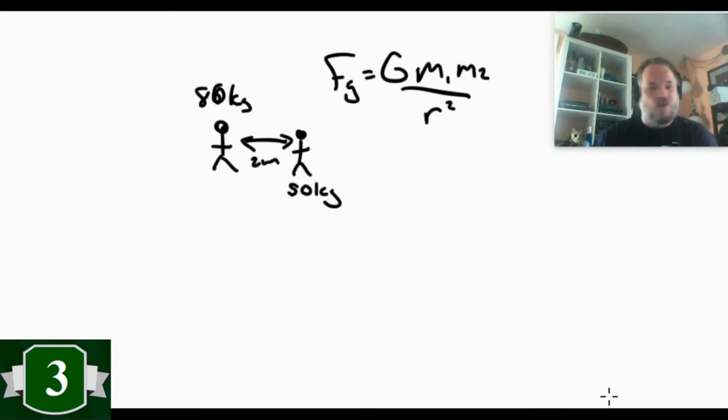So that one is no fun. To solve a problem and get the correct answer and then lose credit because you didn't include the right units, don't do that. Don't be that person. All right. Force due to gravity is G.